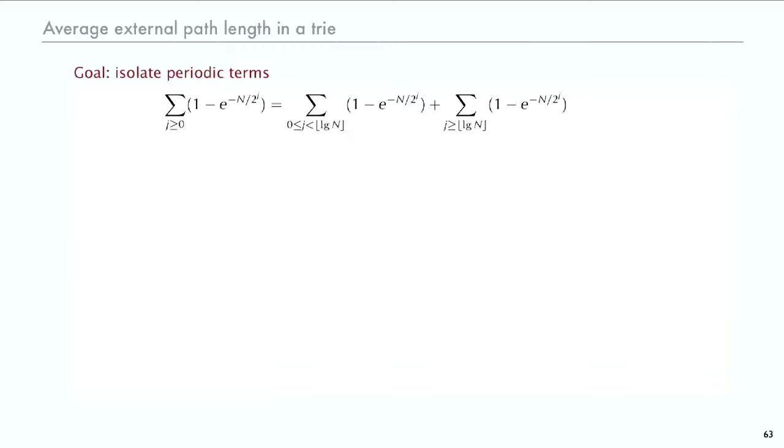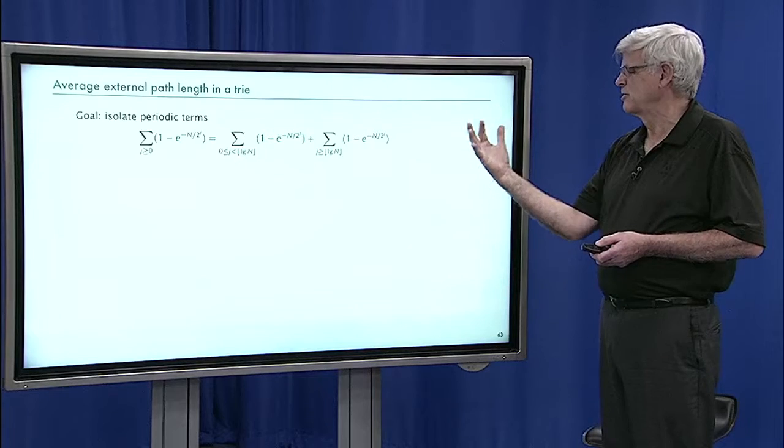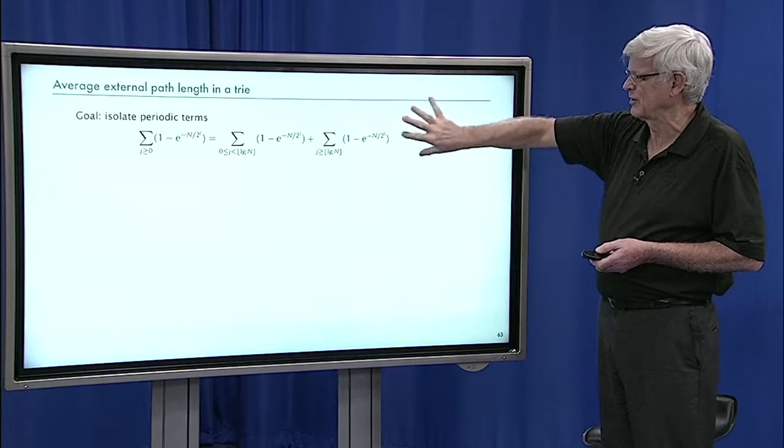And the key thing to notice about this is when j gets bigger than log base 2 of n, then 2 to the j is going to be bigger than n. And so we're going to have minus n over something huge. We're going to get a number very close to 1. It's going to go away.